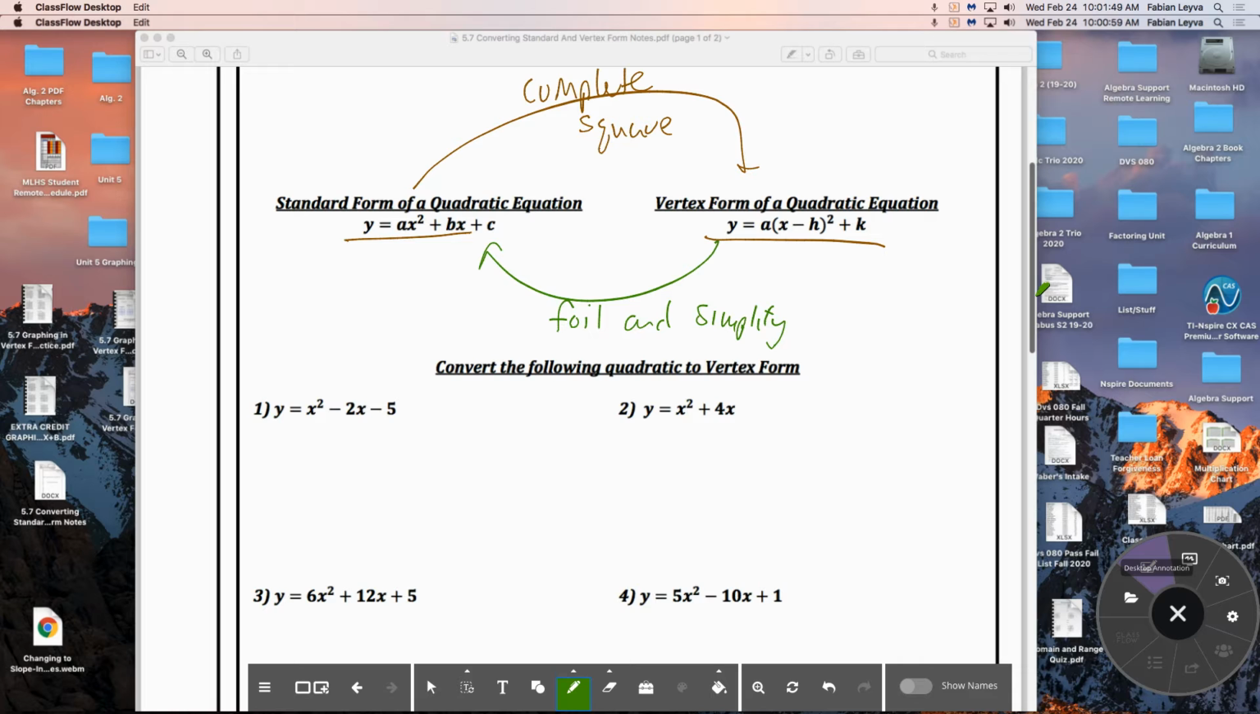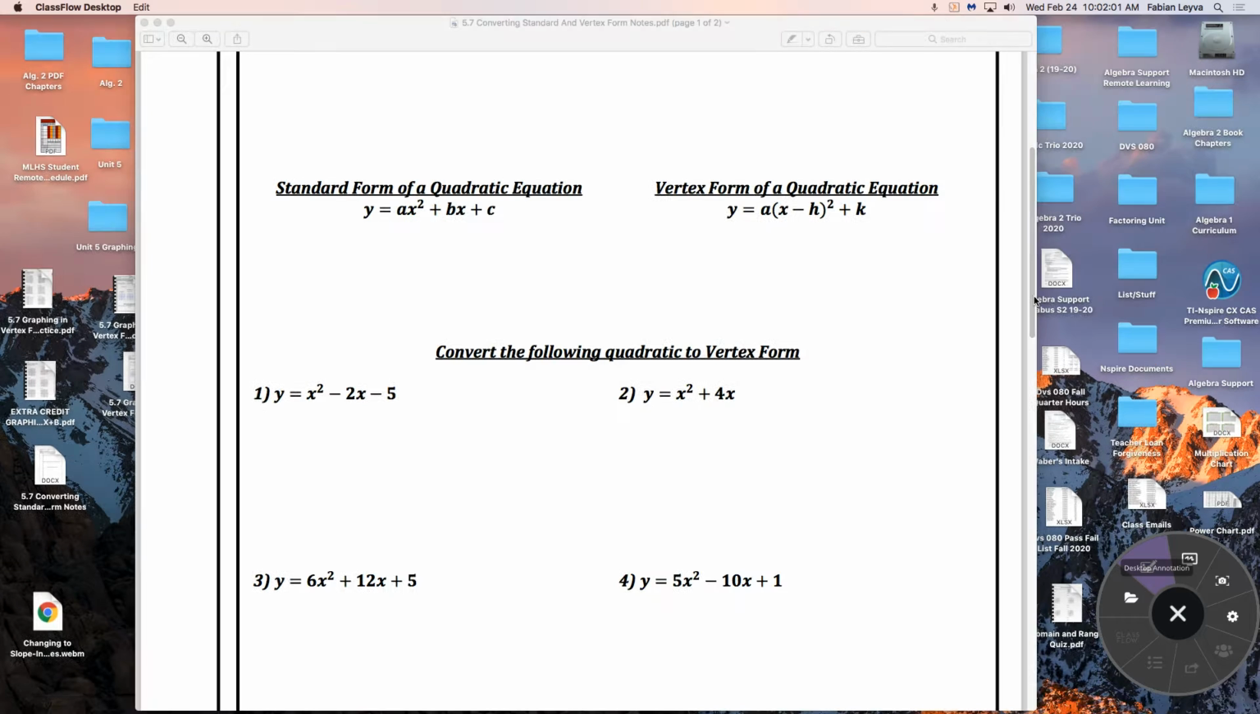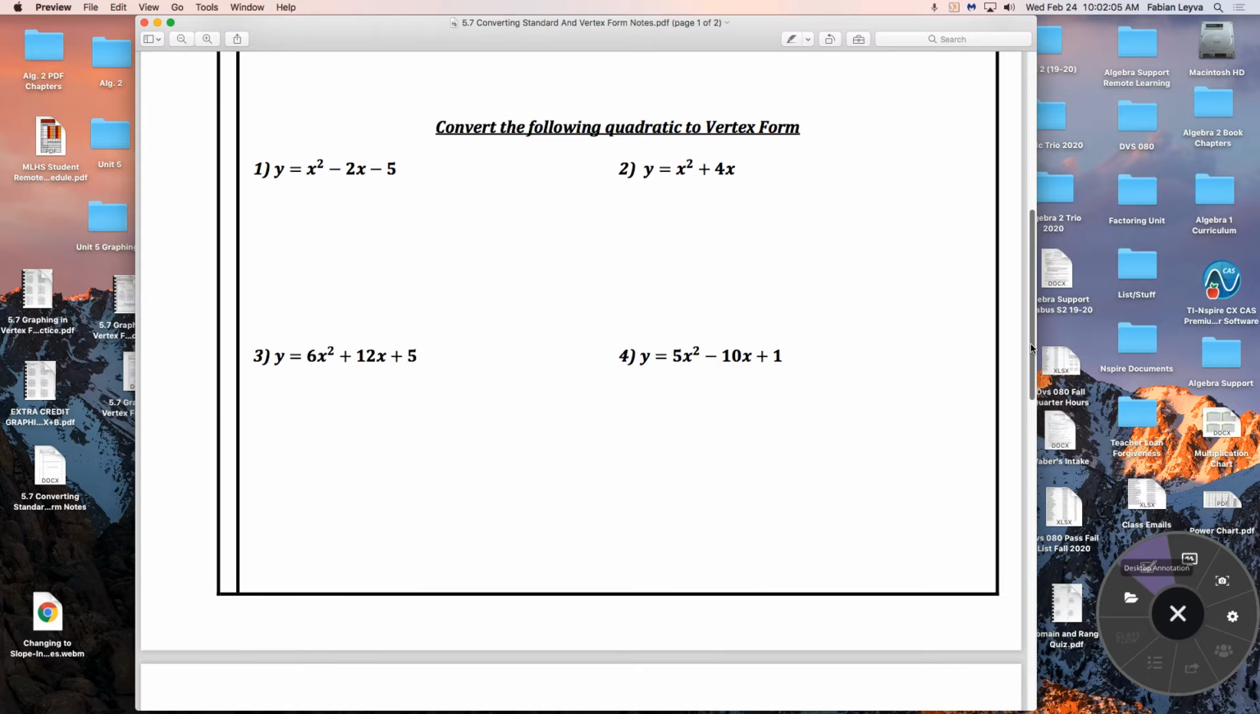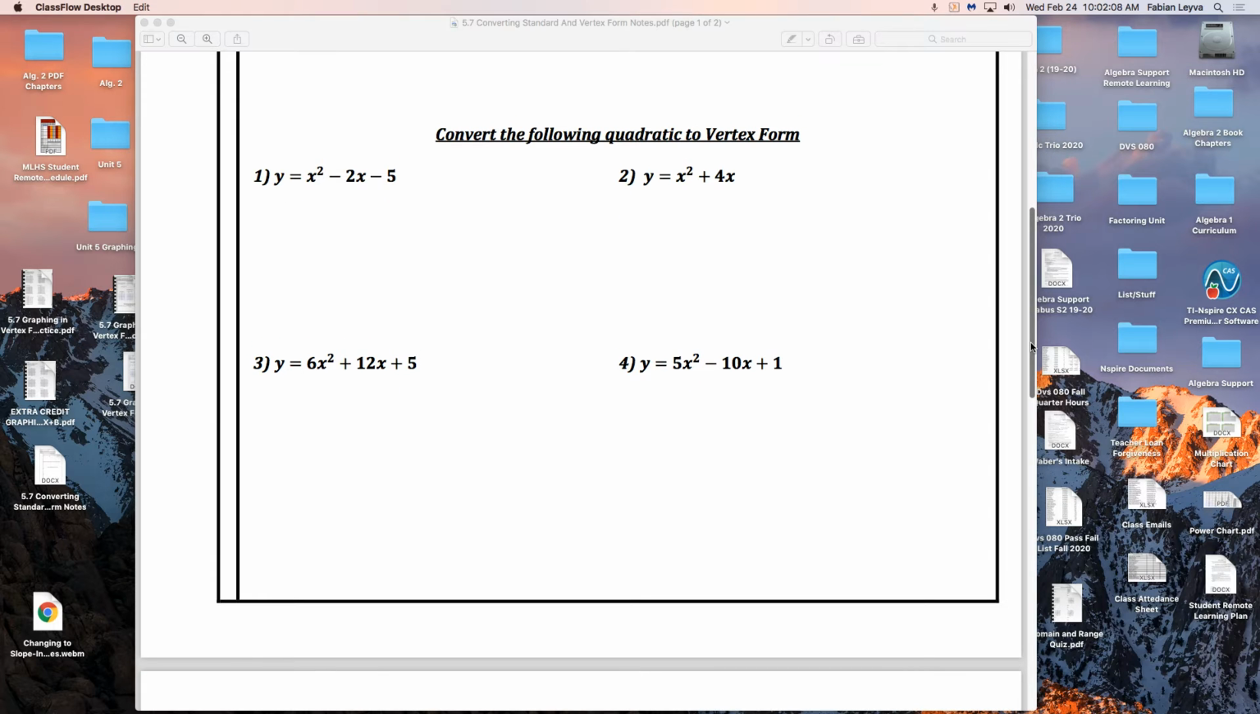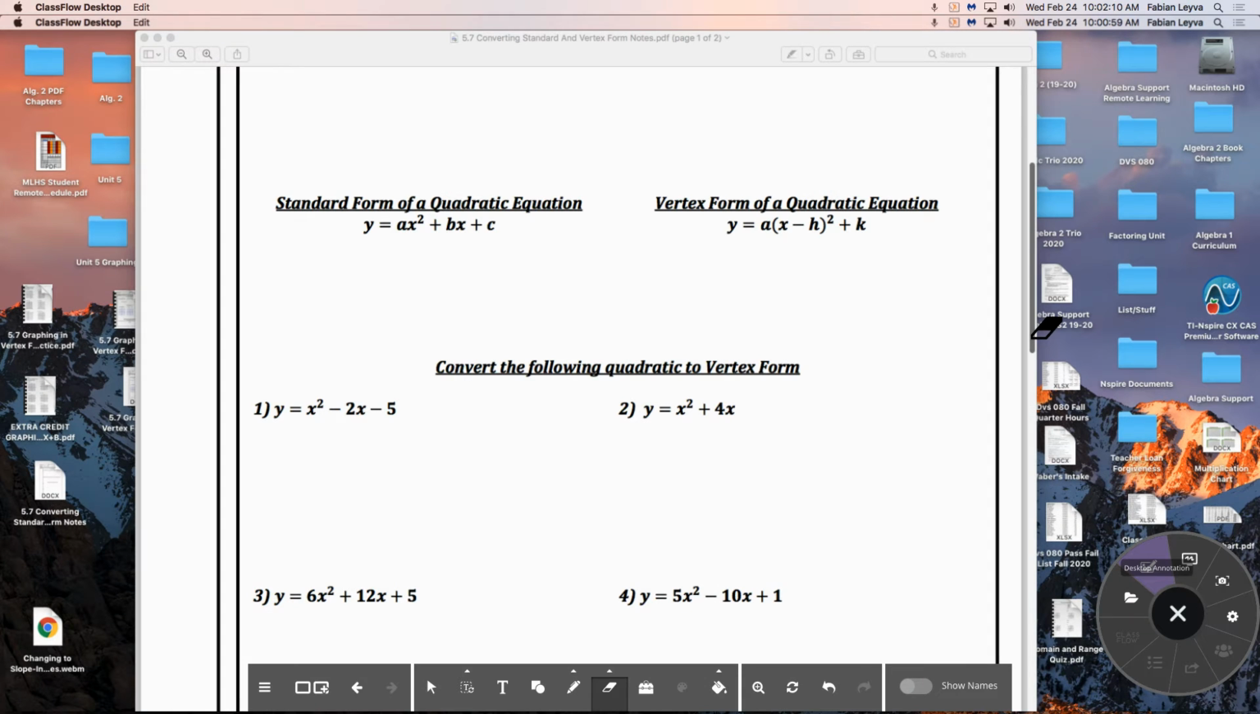You just need to train your mind to be like, okay, I'm in standard form, I need to complete the square to get to vertex. If I'm in vertex form and want to get to standard, I'm going to FOIL and simplify as much as possible. So let's go ahead and do one at a time, and let's concentrate on going from standard to vertex. So notice that all these problems are already in standard form, and it's your job to change them to vertex form.